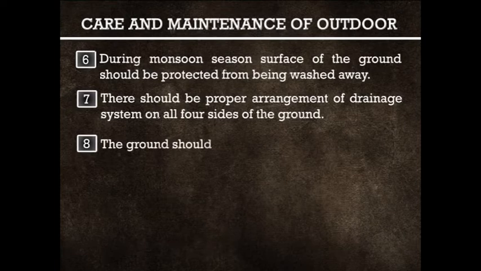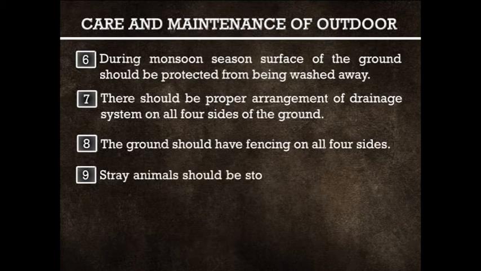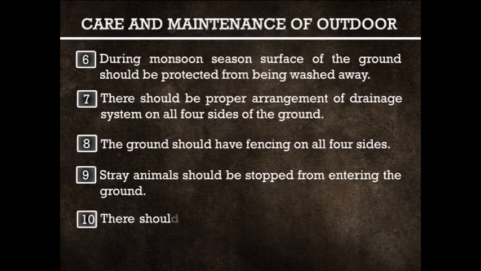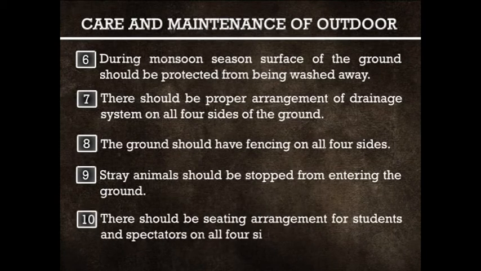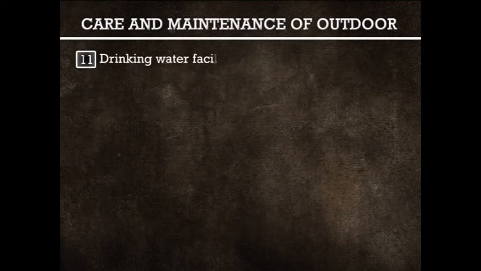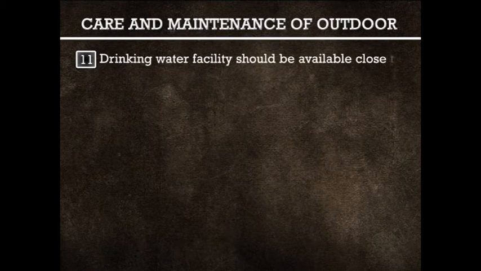Number 8. The ground should have fencing on all 4 sides. Number 9. Stray animals should be stopped from entering the ground. Number 10. There should be seating arrangement for students and spectators on all 4 sides of the ground. Number 11. Drinking water facility should be available close to the ground.